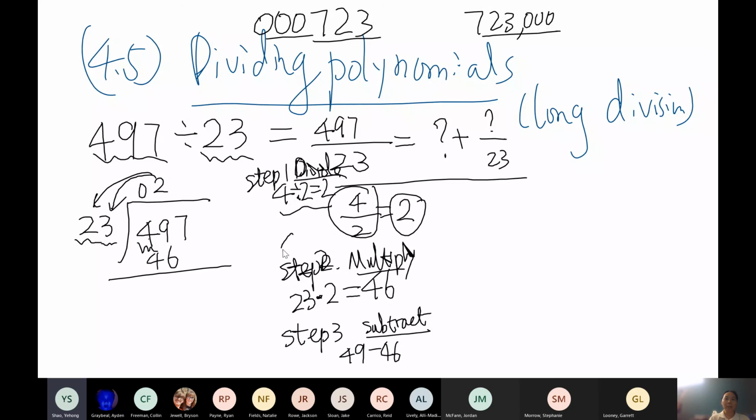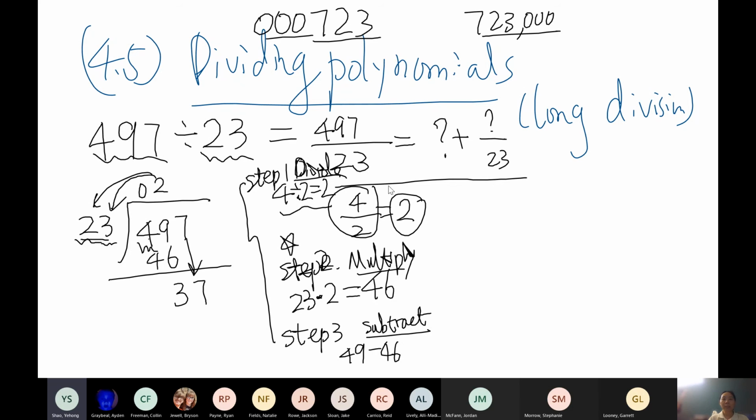After that, second step, it's actually multiplication. You take 23 multiplied by 2. That gives you 46. After that, you do subtraction. So 9 minus 6 is 3. 4 minus 4 is 0. You don't have to put a 0 there. Okay, so that's just finished the first round of the long division process. And if you have any more digits, you got to bring it down and try the process one more time. Okay, so we're going to do the same thing.